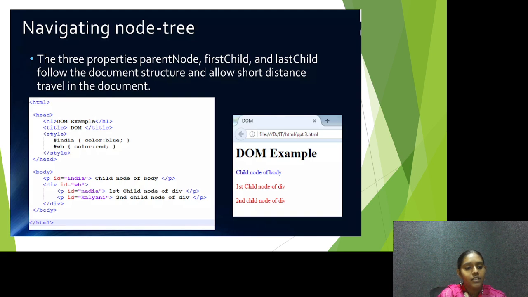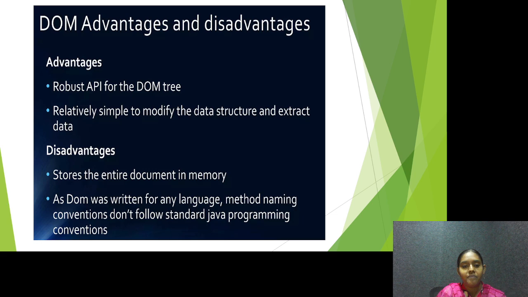Here we can see clearly in the body that id is equal to India, that is the child node of the body, indicating blue, and id is equal to WB, and Nadia and Kalyani, that indicates the first child node of the division and the second child node of the division, indicating red. Because we are indicating id is equal to India, that is in blue, and id is equal to Nadia and id is equal to Kalyani, that is in the red color.